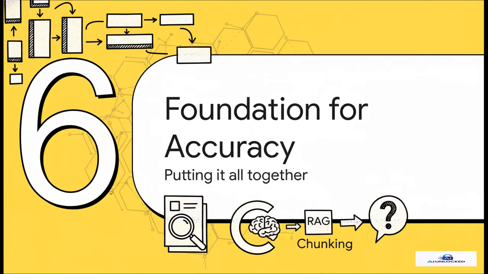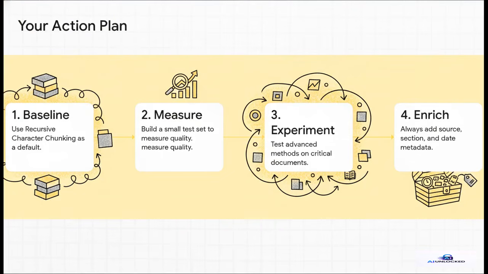Phew, we have covered a ton of ground, from why the default methods are kind of broken to some really advanced production-ready patterns. So let's put this all together into a clear, simple plan. Here is your playbook. Step 1, start with recursive character chunking as your baseline. It's a solid, smart default. Step 2, measure. You have to know if you're getting better, so build a small test set. Step 3, experiment with the advanced stuff like semantic chunking or the small to big pattern, especially for your most important documents. And finally, step 4, always, always, always add metadata.